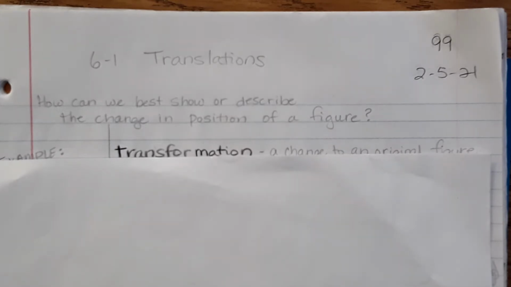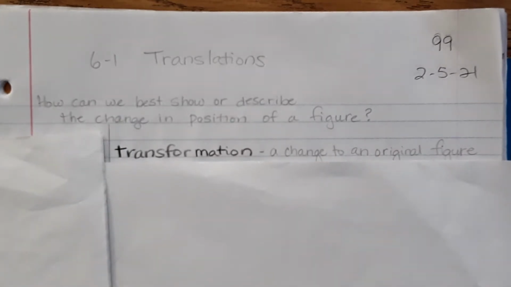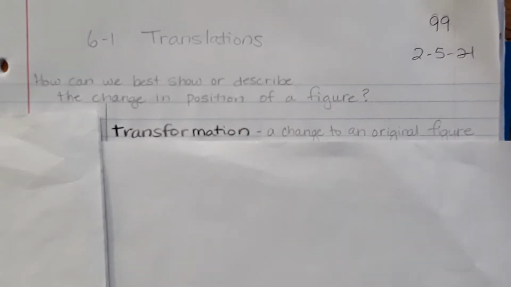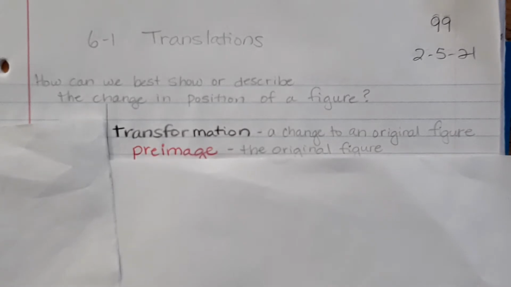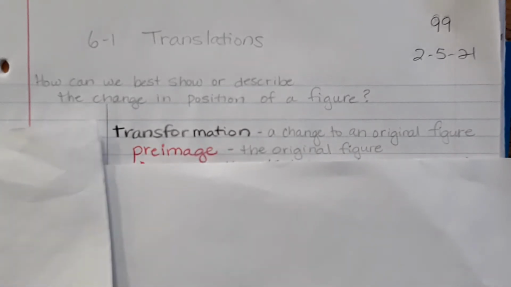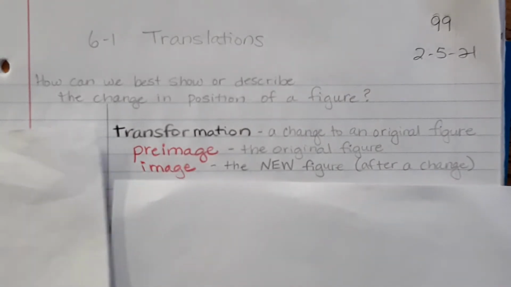So first off, let's discuss what a transformation is. This whole entire chapter, we're going to look at transformations. It's just a change to an original figure. Well, how do we know which is the original figure? The original figure is called the pre-image, and the new figure after the change is called an image.